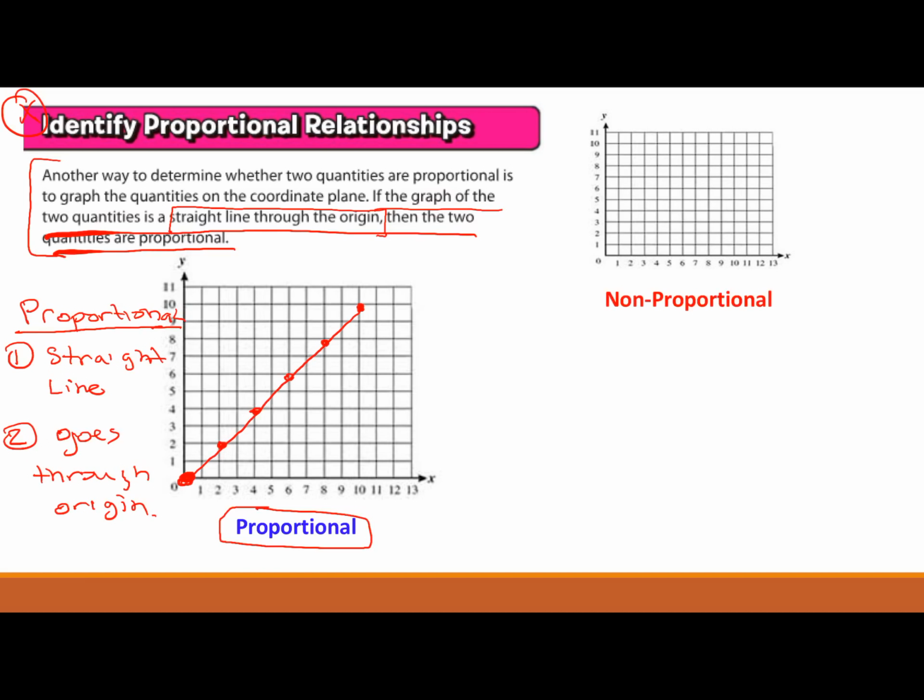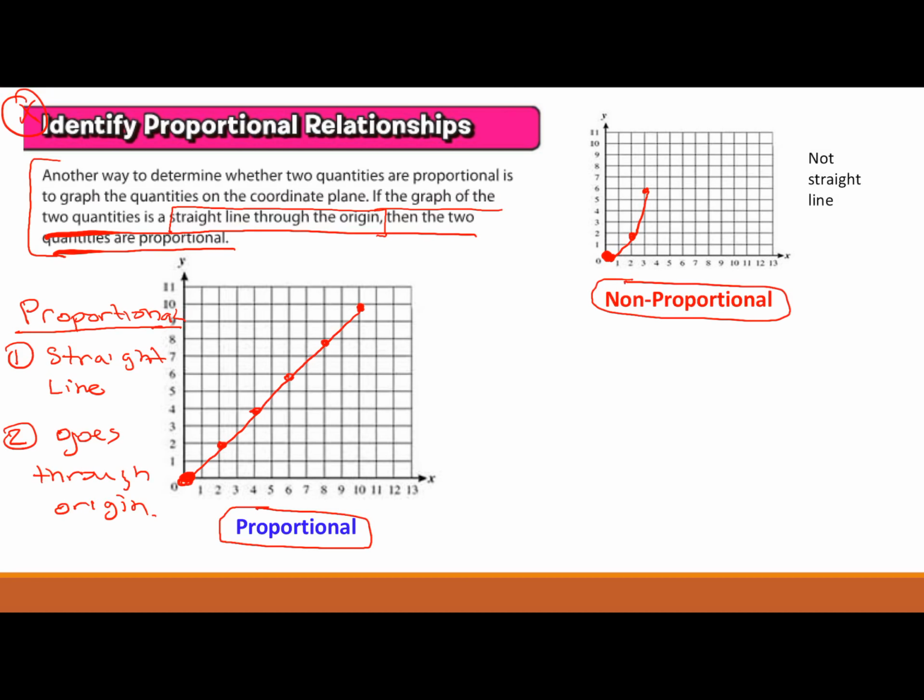If proportional has to be straight and through the origin, what if we make a line that's not straight? So let's try that. If I start at the origin, but my line isn't straight, notice here when I connect these dots, although it goes to the origin, it is not straight. This would be considered a non-proportional relationship because, like we said, it is not a straight line.